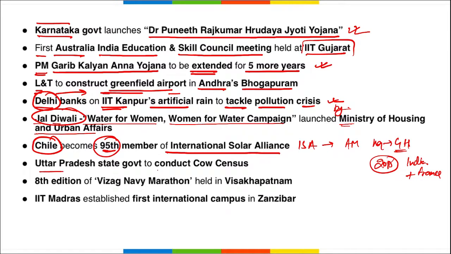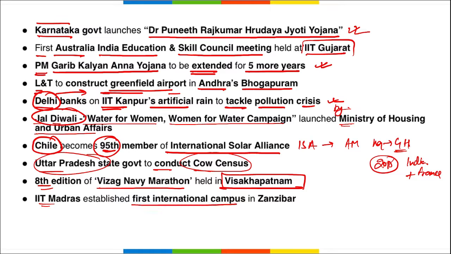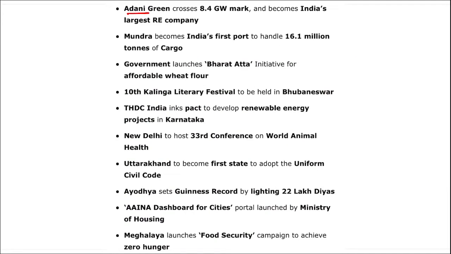Then UP state government to conduct cow census. Which state? UP. 8th edition of Vizag Navy Marathon was held in Vishakhapatnam. Vizag for Vishakhapatnam. Remember is that like. Then IIT Madras to establish first international campus where in Zanzibar. Next is Adani Green. They have crossed the 8.4 gigawatt mark and became the India's largest renewable energy company. Then Mundra, it became the India's first port.